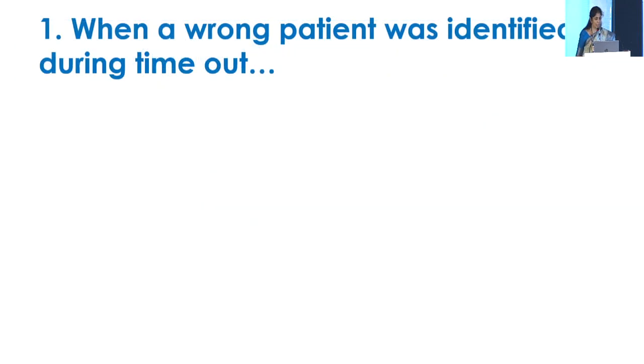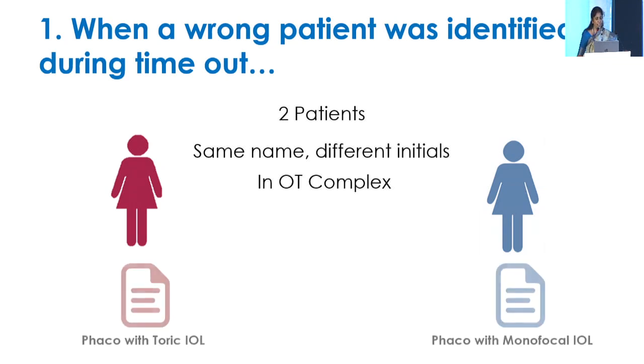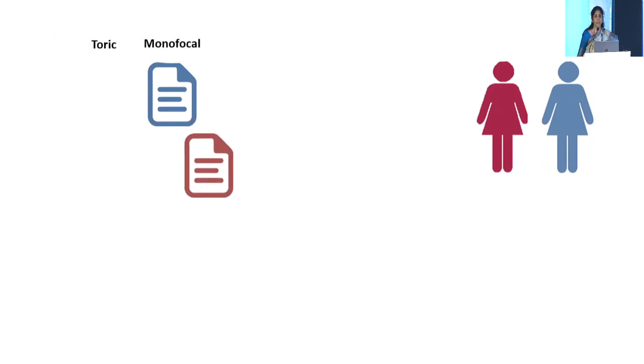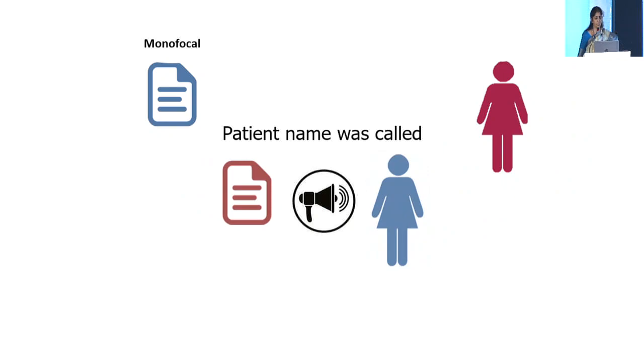So just to give you a scenario, there was a situation where, just before surgery was started, we realized at the timeout stage that the patient actually had the wrong case sheet. And how did this happen? There were 2 patients, both with the same first names but different last names. And in the OT complex, one was a toric IOL, one patient was a monofocal IOL.